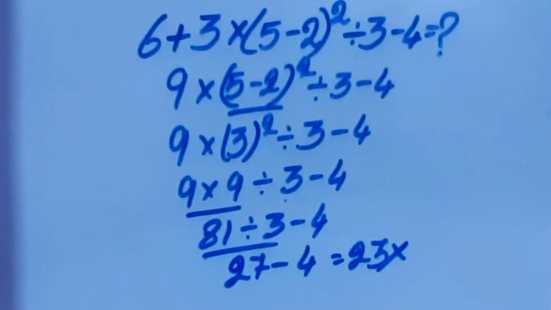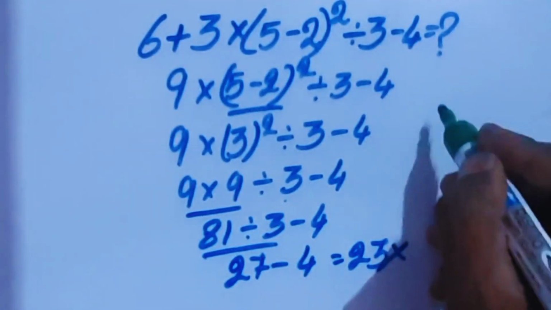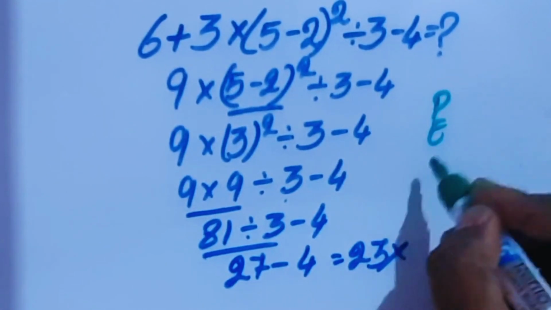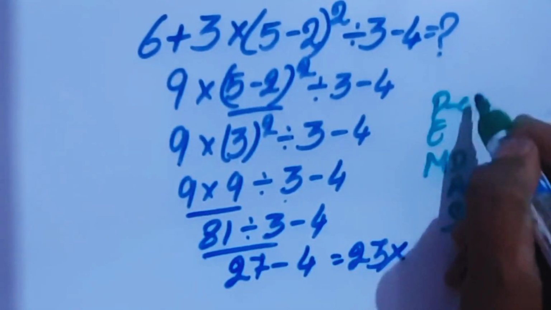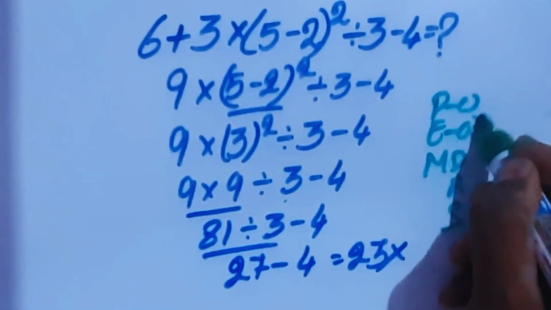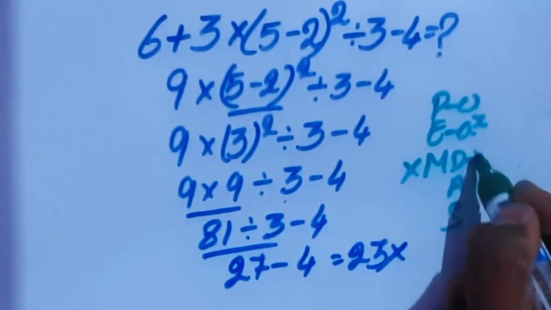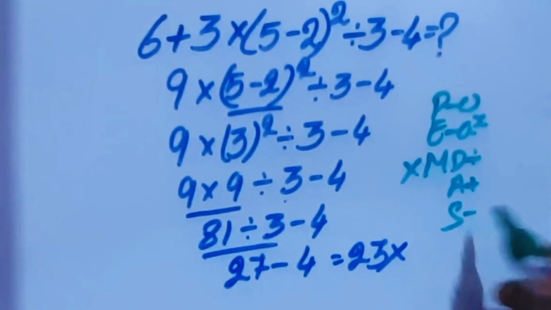As per the order of operations, this 23 is the wrong answer. Here we are going to introduce the PEMDAS rule from order of operations. P is bracket, higher priority. E is exponent. M stands for multiplication, D stands for division, A stands for addition, S stands for subtraction.